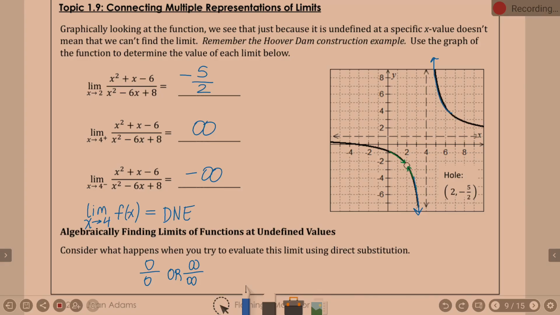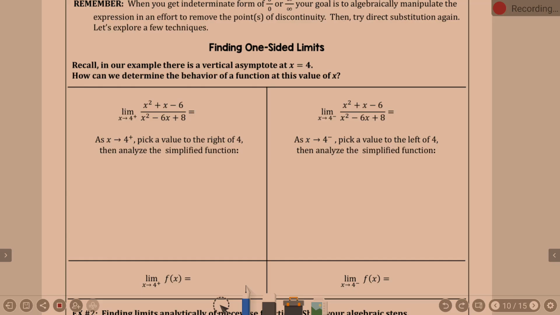Talks about the top of the next page. Remember, when you get an indeterminate form, and that says 0 over 0 or infinity over infinity, your goal is to algebraically manipulate the expression in an effort to remove that hole that's causing it, okay? Then try the direct substitution again. We're going to look at a few techniques here.